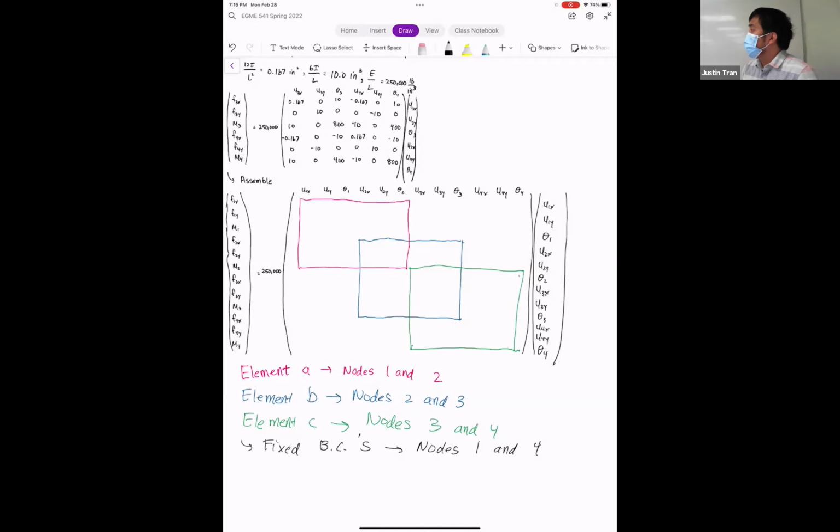Our fixed boundary conditions are being applied on nodes 1 and 4. So let's go ahead and apply those beforehand so we don't have to worry about it.